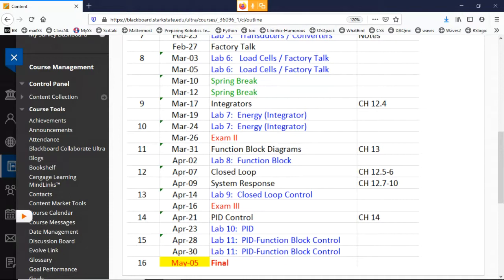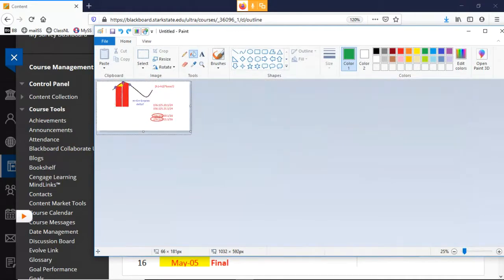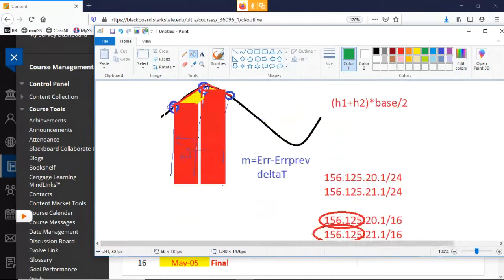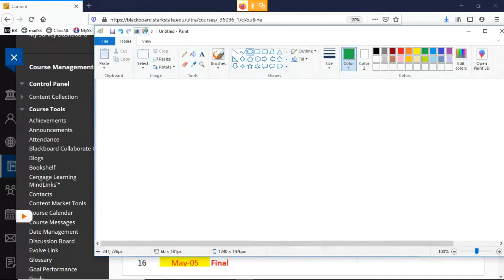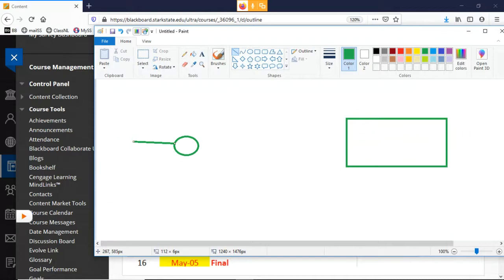And then we talked about closed loop control. So the idea of closed loop control is the fact that we have this system here. Let me resize my drawing a little bit so I got more room to draw here. We have some system here, and we're going to feed in a set point. Let me just sketch this real quick here.